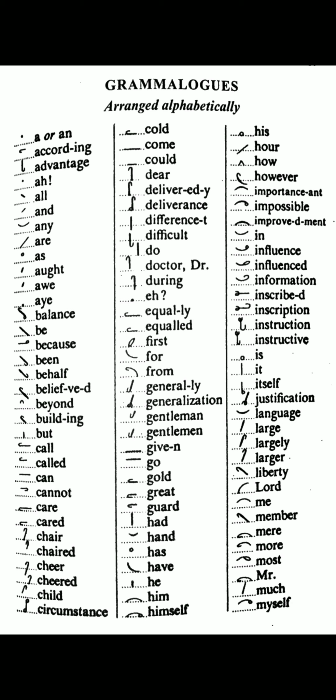Were through the line is used here for however. MP, M dark MP above the line for importance and important. MP with a circle above the line for impossible. MP on the line for improved, improvement. N stroke above the line for in. N stroke with a circle above the line for influence. N stroke with a T loop above the line for influenced. N stroke with shan hook above the line for information.